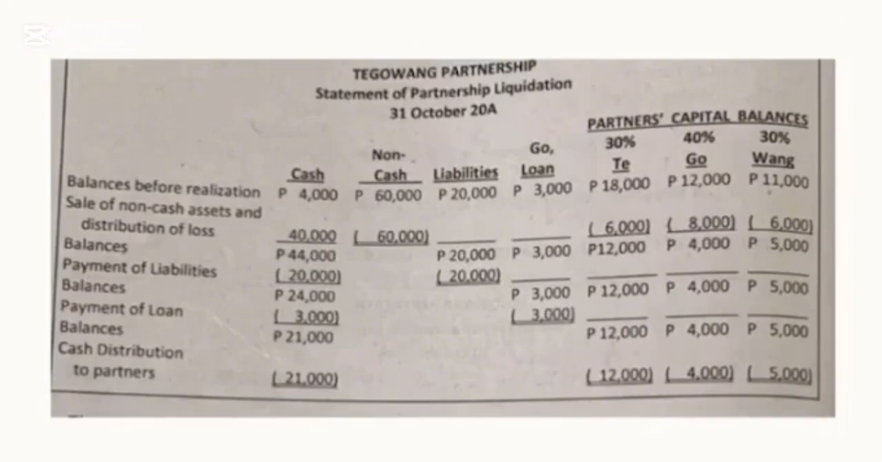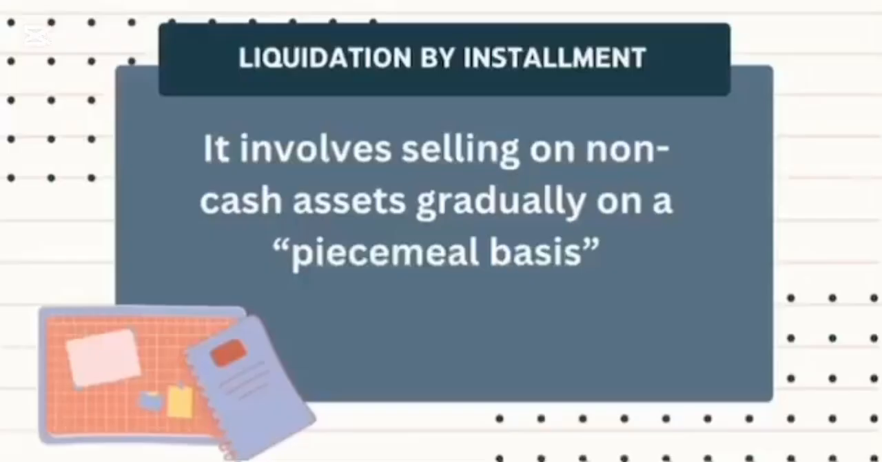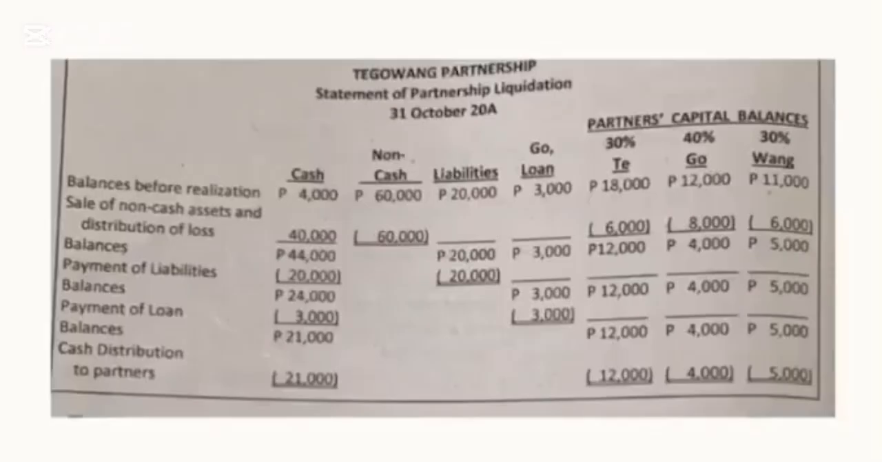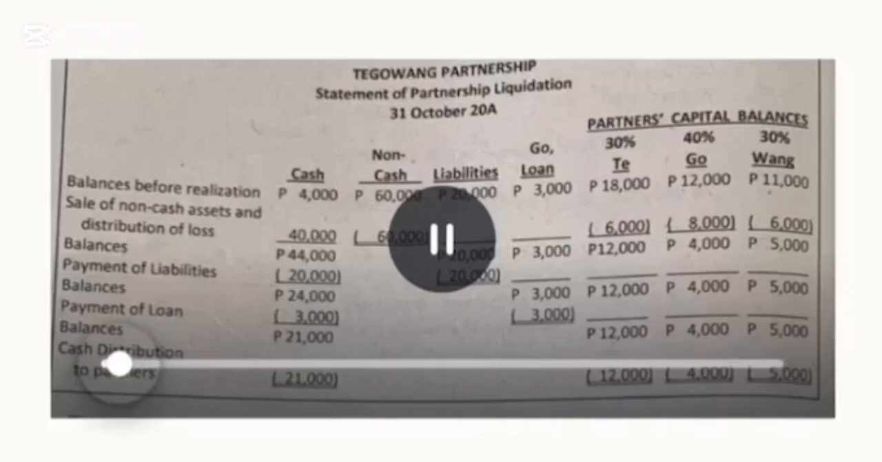Loss on realization, no capital deficiency. Assume that non-cash assets of 60,000 pesos were sold for 40,000 pesos. Realization loss is directly charged to partners' capital accounts. 1. Sale of non-cash assets and distribution of realization loss.